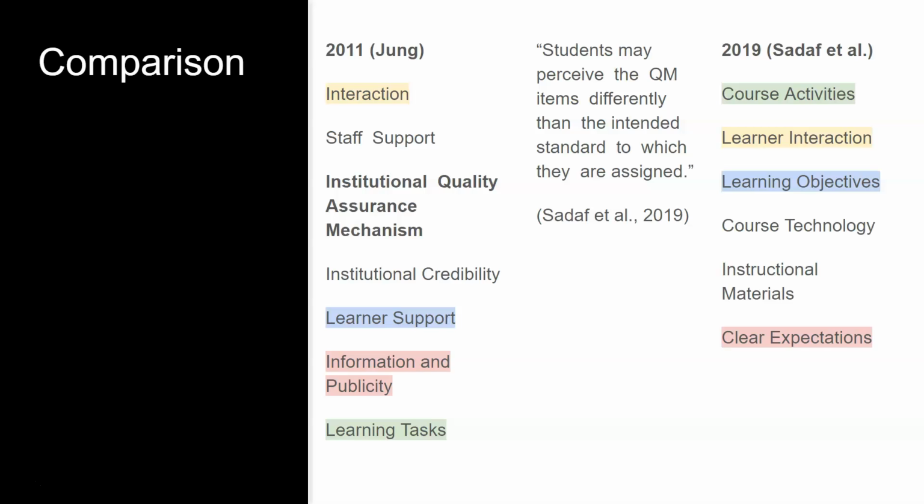And one thing that also struck me in the more recent article is that, and I quote, "students may perceive the QM items differently than the intended standard to which they are assigned." And I think that is really important because faculty and students are approaching learning from two different perspectives, and to really understand learning, the faculty member has to put themselves into the position of being the student.